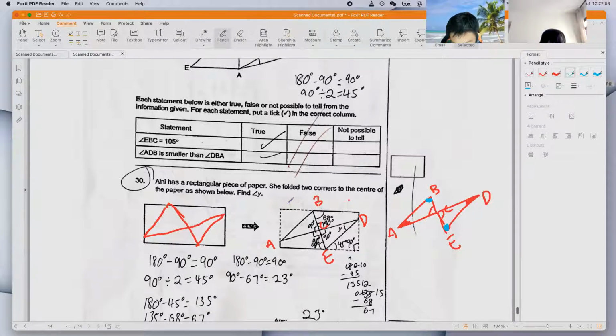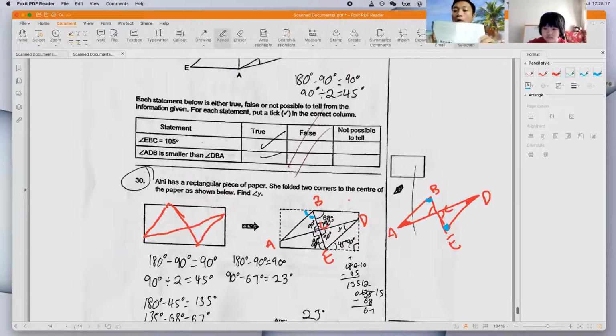So this one, you fold it. Okay, so what I realize here is this angle and this angle. What do you think? Are they the same? Yes, because you look at this. You look at the paper. Okay, I hope you can see the paper.